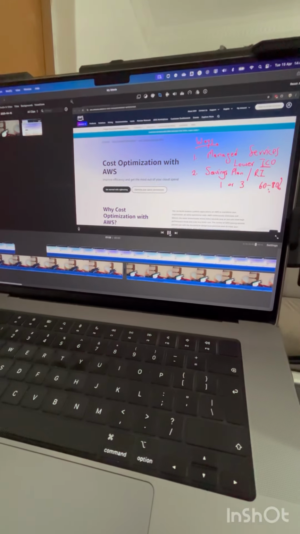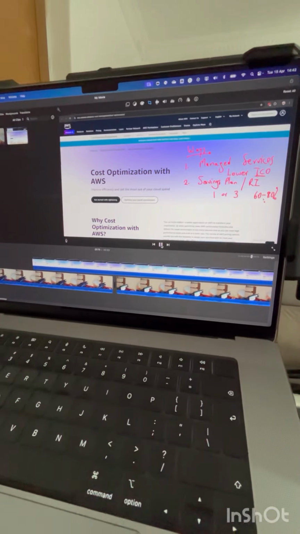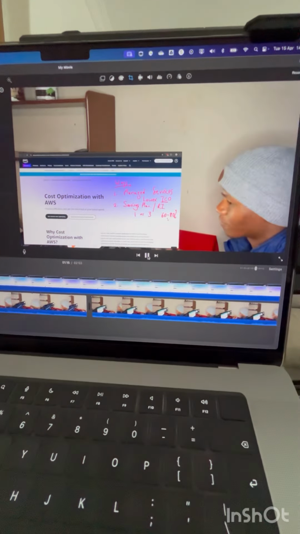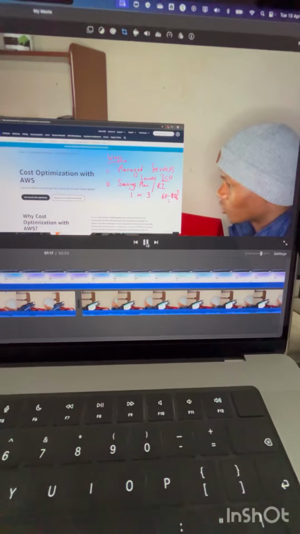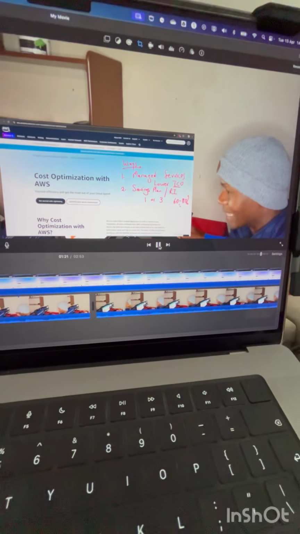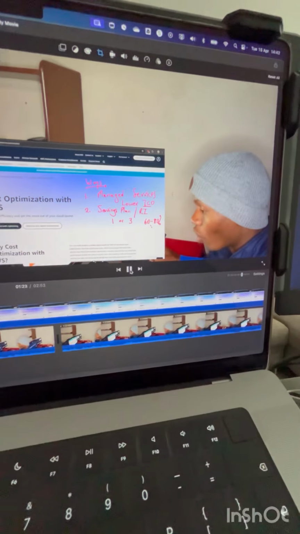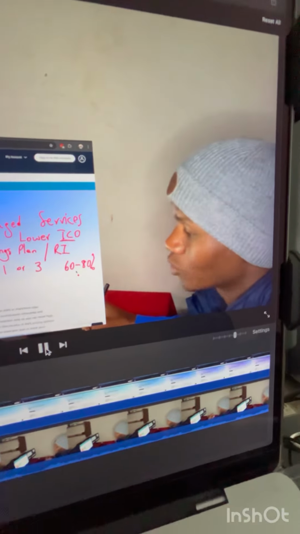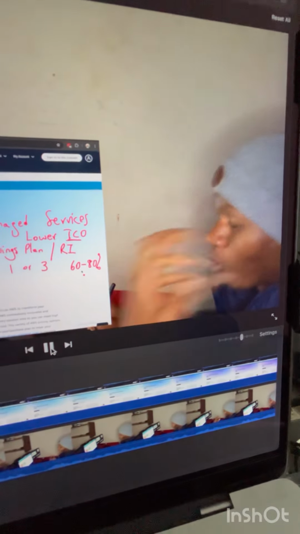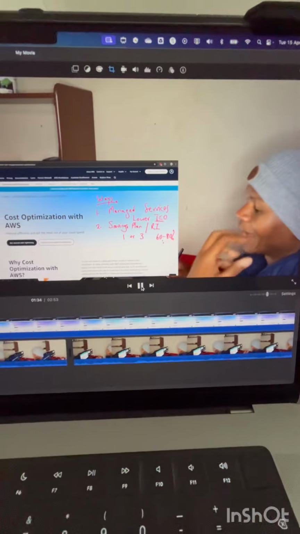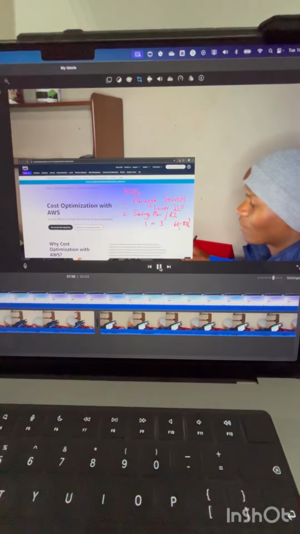So think of this as a contract. You are signing up a contract with AWS to say, I want to run my instance for 1 year. In that contract, you can decide to say, I want to pay the whole entire amount of my instance upfront, which is an upfront cost. Or you can say, I want to pay a portion upfront and pay the rest monthly. Or you can just say, I want to pay monthly.